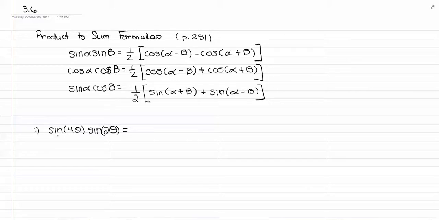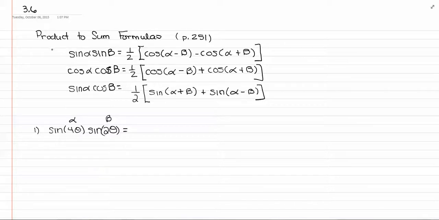So for the first question, and this is problem number 1 in your textbook as well, this is a product that we're going to convert to a sum, and it starts with sine of an angle, we'll call that alpha, and sine beta. And then it's just a matter of finding which of these three formulas up here does that match up with, and then plugging in the information.